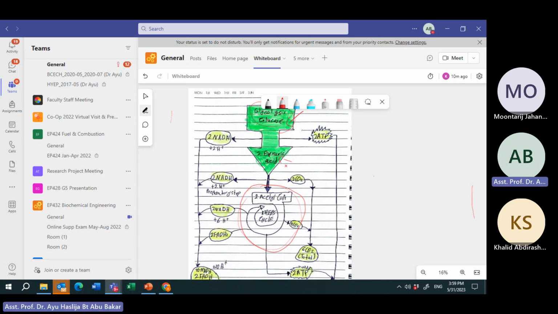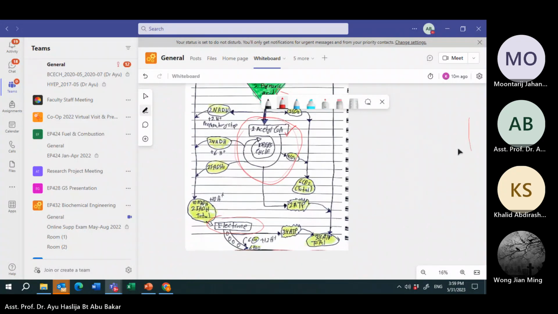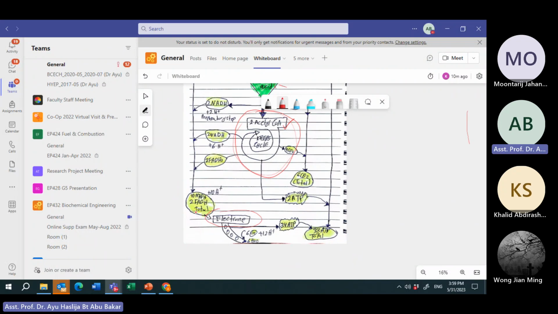Okay, so this is the correct labeling, pyruvic acid or pyruvate. Then moving forward to the acetyl CoA, which involves the Krebs cycle. Okay, this one you must label acetyl CoA and the Krebs cycle. This part, it releases the NADH. Then it moves forward to the electron transport, etc.